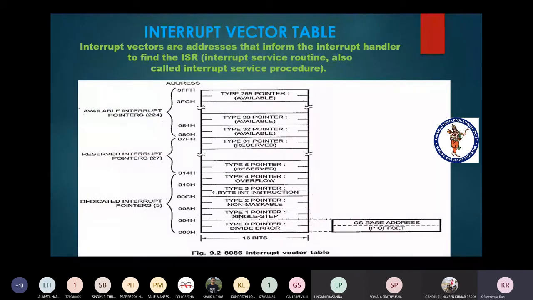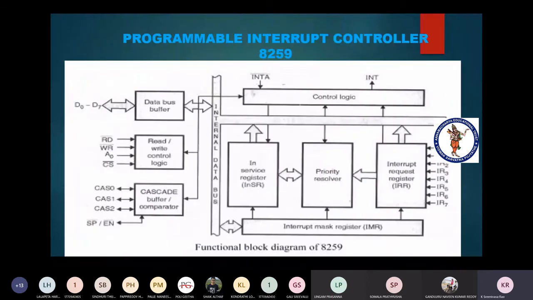Next. After that, you have to go with the programmable interrupt controller 8259. Before going to this, what is the necessity of the programmable interrupt controller?